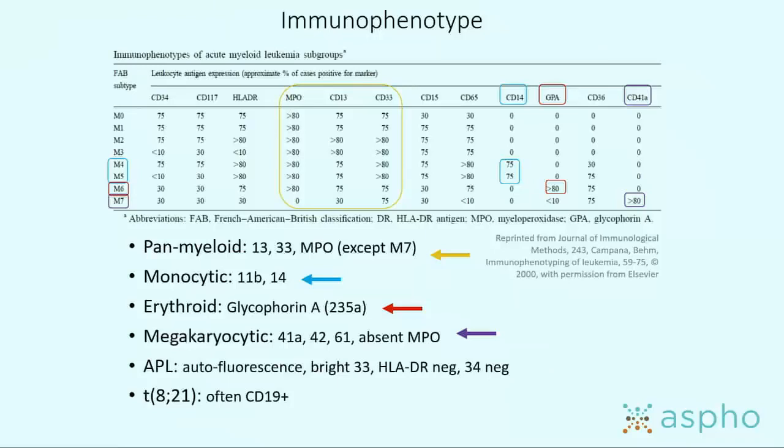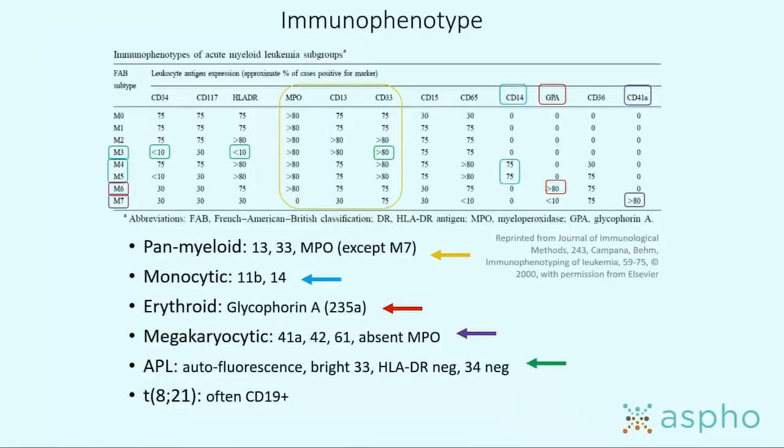APL, this is the 15-17 promyelocytic leukemia. It has a very characteristic flow pattern, which is that the cells autofluoresce. They glow even without an antibody attached to them, which I think is really cool. And so they're higher on the flow cytometer, on the dot plots, than other cells, which is really kind of a neat thing. They have very bright CD33. They are HLA-DR negative, which is not typical of AML, and they are CD34 negative characteristically.